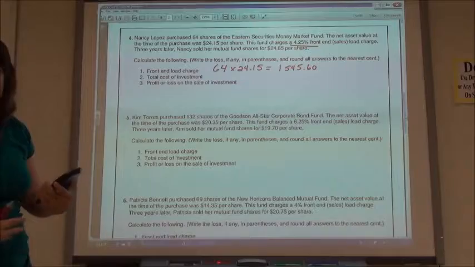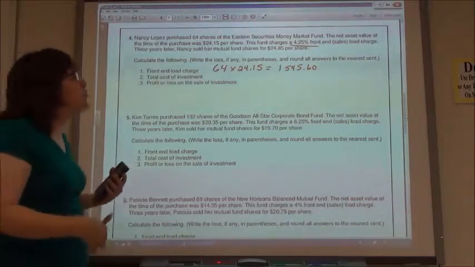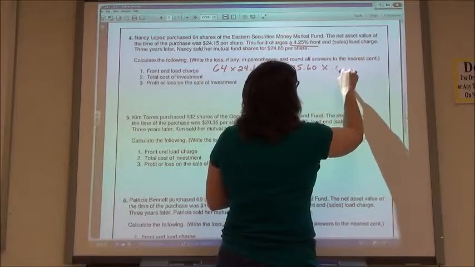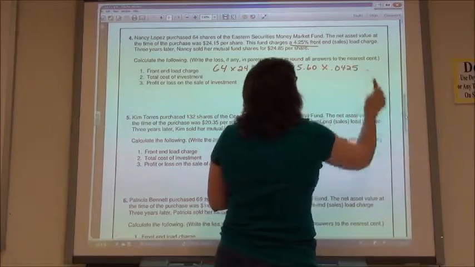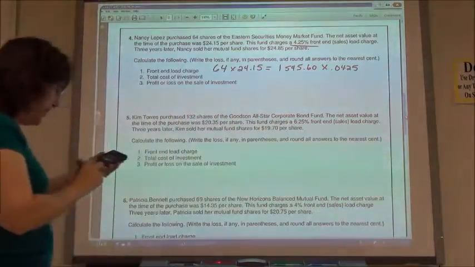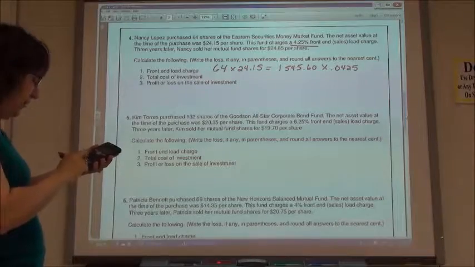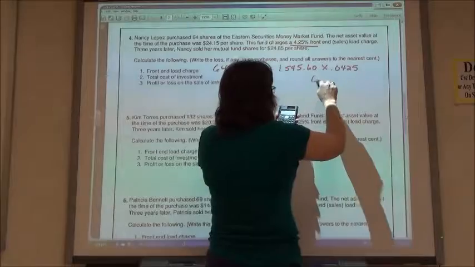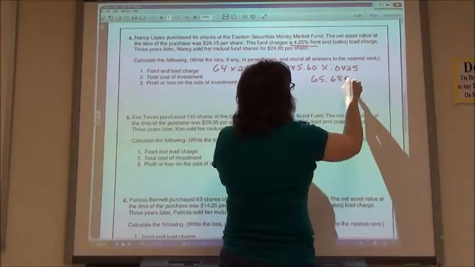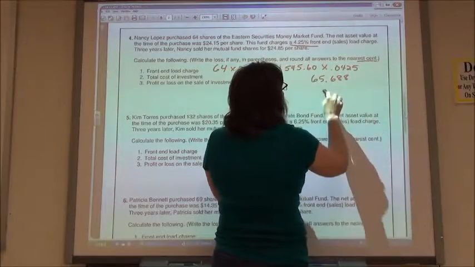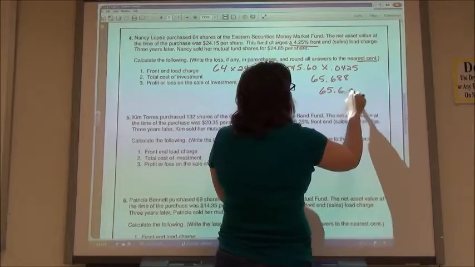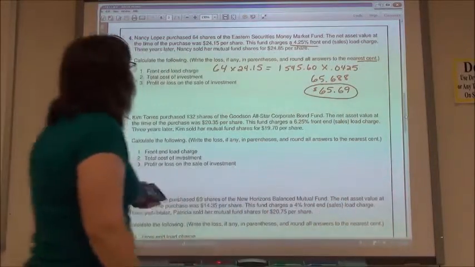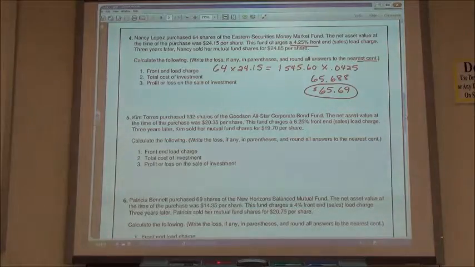But they're going to charge me a front-end sales load charge. This is what they have, the fee I have to pay for doing the transaction. So I have to multiply this by 0.0425, 4.25%. So times 0.0425 gives me 65.688. So rounding to the nearest cent, $65.69, since I have to round it up, is what my front end load charge is going to be.